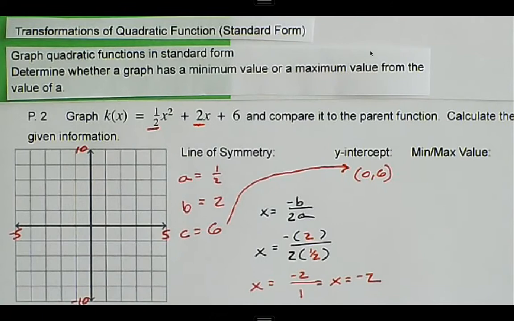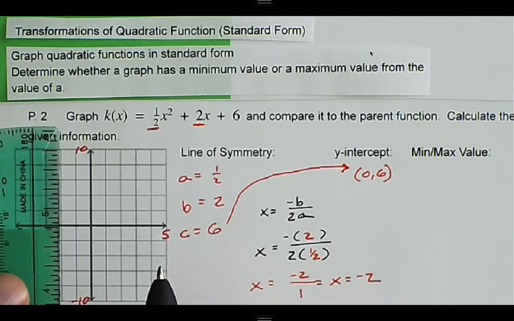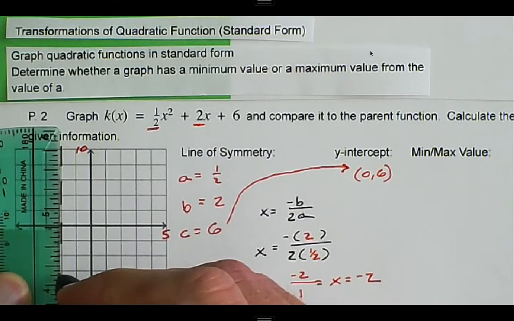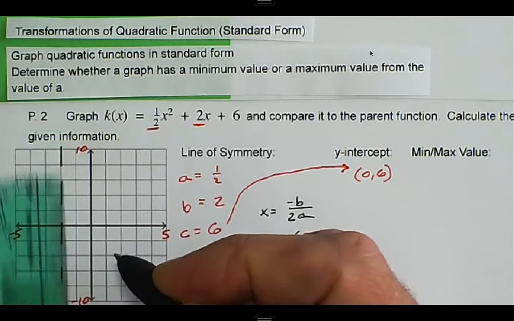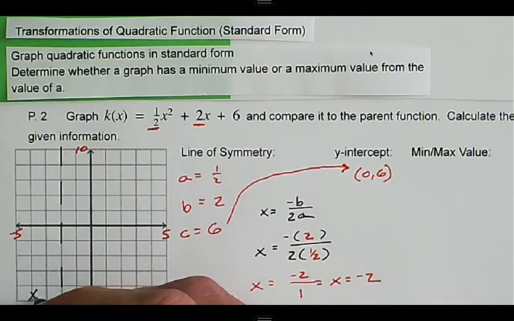So on the graph, I'm going to draw a vertical line at x equals -2. And this is going to be the line of symmetry. So this is going to split the graph in half. So you write x equals -2.